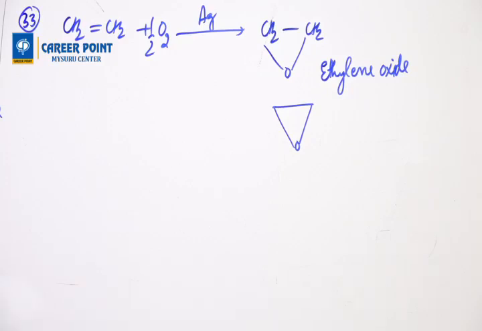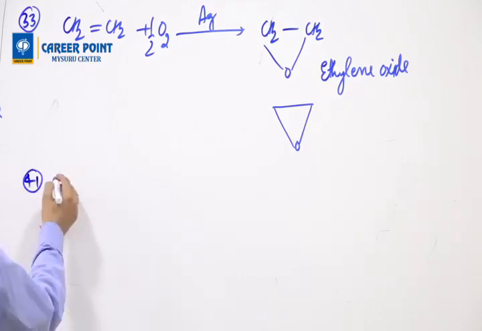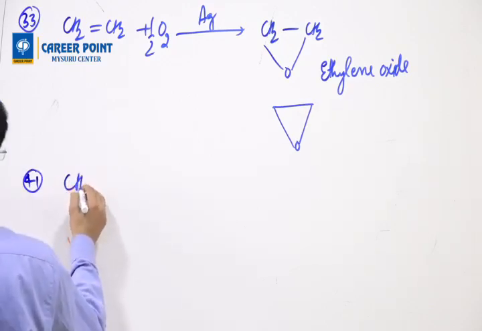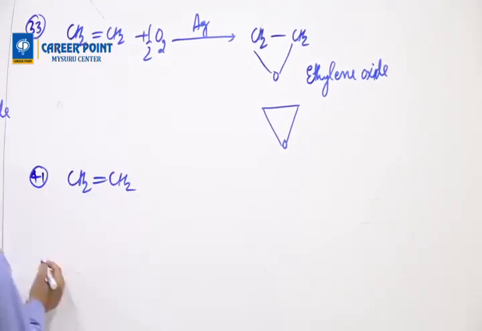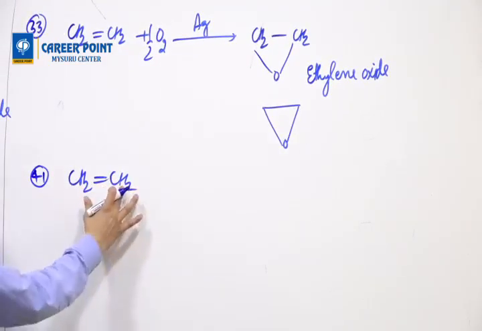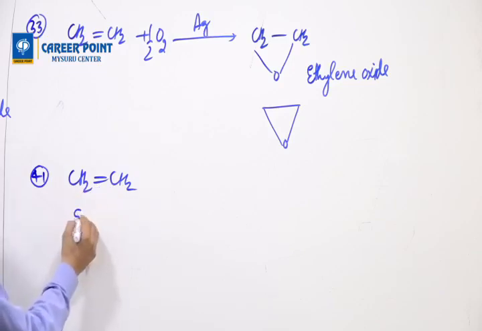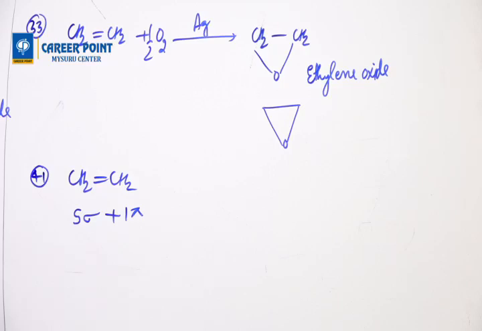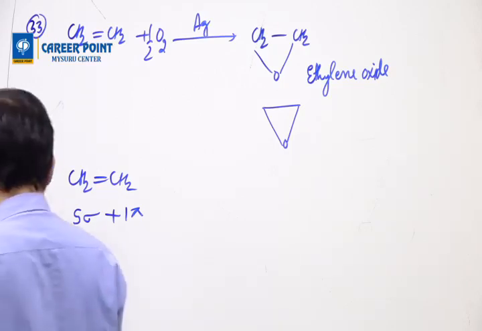After 33 we have question number 41: ethylene possesses. That is easy. Ethylene is CH2 double bond CH2. So 4 sigma, 1 sigma, so 5 sigma and 1 pi. Then question number 40 also.